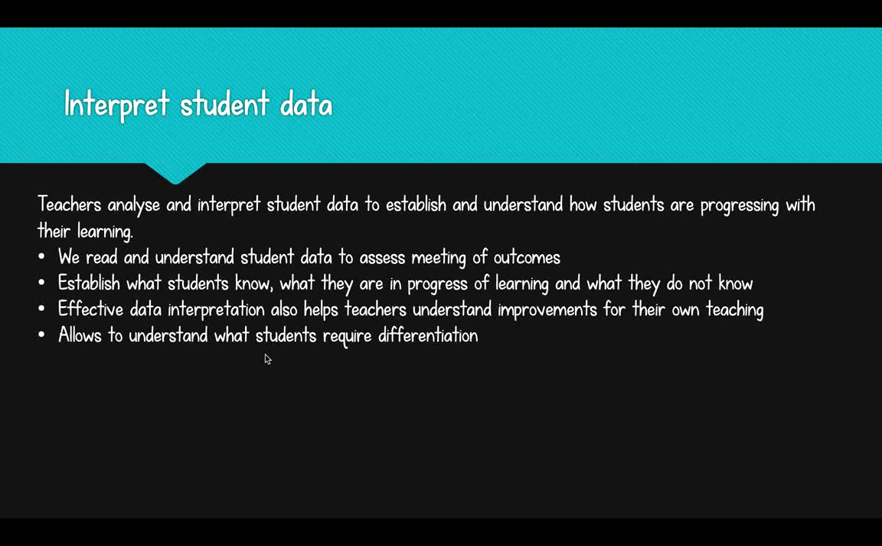Maybe we need to differentiate, make it a bit easier, or conference with them one-on-one to give them a bit more explicit teaching. So we establish what students know, what they're in progress of learning, and what they do not know at all. So effective data interpretation also helps teachers understand improvements for their own teaching. So by looking at their data, we might see gaps in our own teaching strategies, and then we can adjust from there.